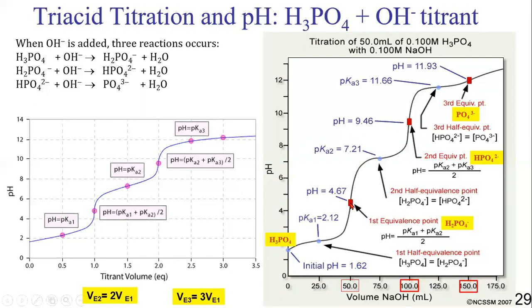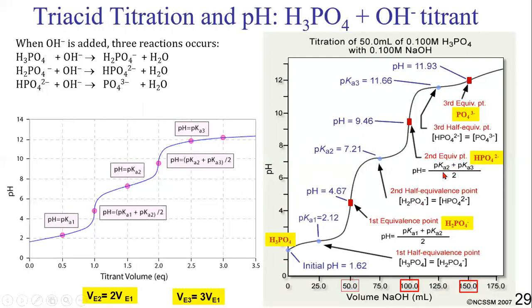And then I start my second titration curve, if you will, where the H2PO4 minus is reacting with more OH minus to produce all the way to HPO4 2 minus. And at half equivalence, yes, these two species, H2A minus and HA2 minus, are equal to each other.